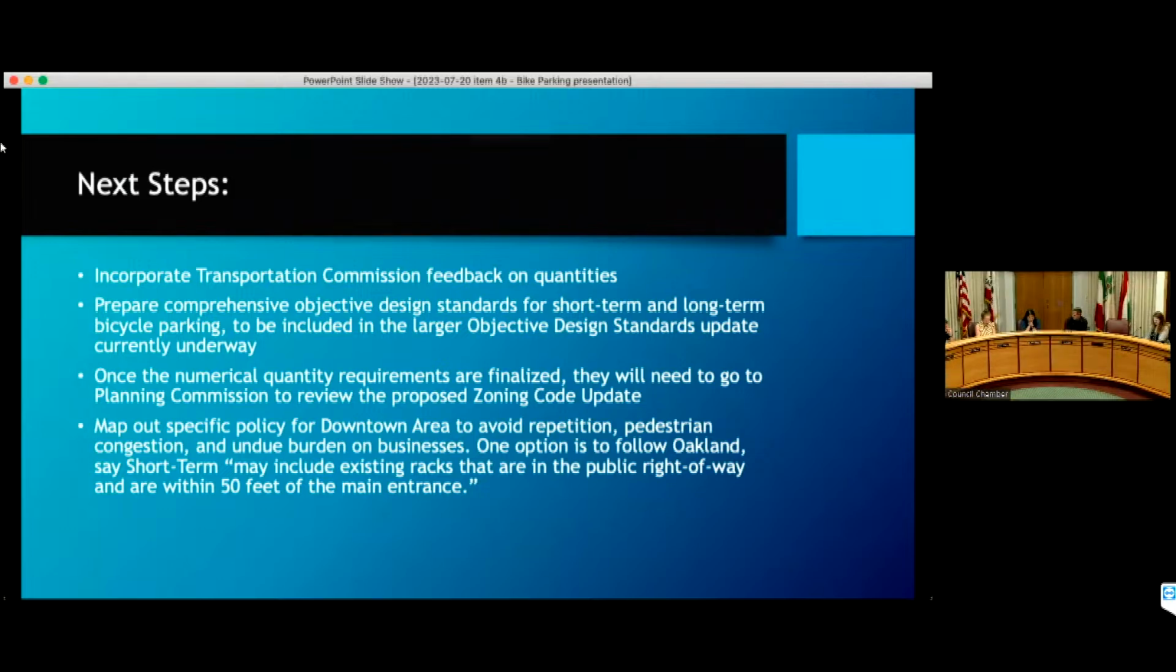All right, we'll start in the middle. Commissioner Cagle, any questions, comments? I have questions.